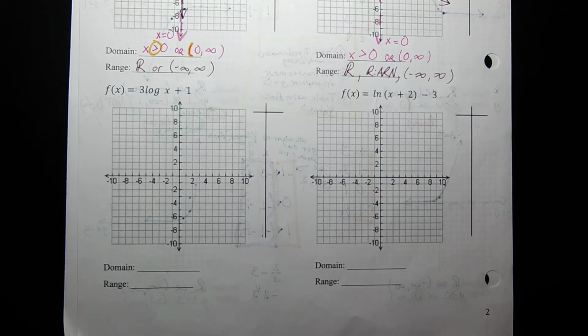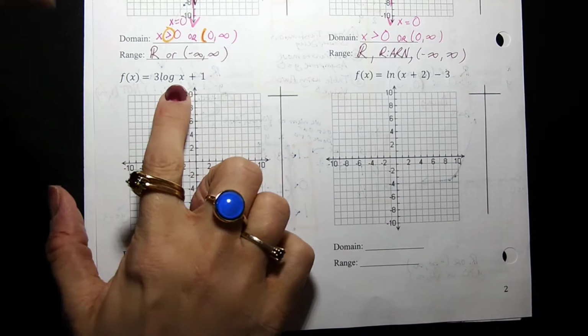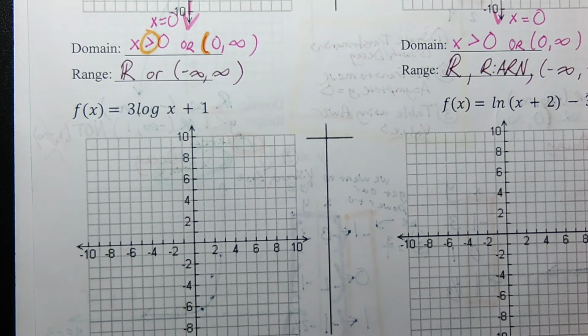Alrighty, so we are starting at the bottom of page 2. Looking at this equation, first we identify it as a log equation, because it has the word log. Next, we describe our transformations. Now, we haven't ever described transformations for a log before, but what you'll find is that the setup is still the same as it's been for any type of function with transformations.